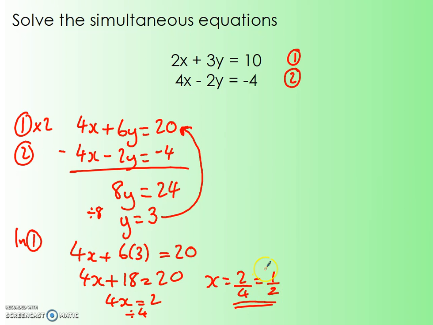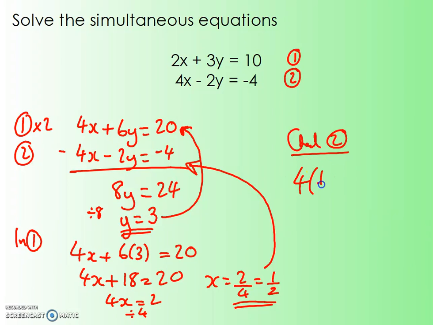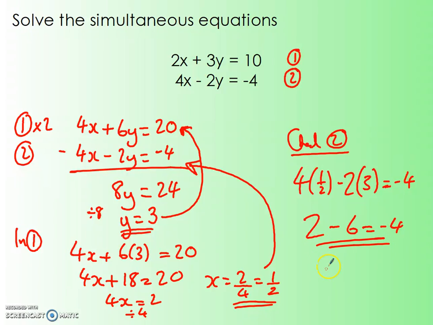So I've now got my values of x and y. I can double check by placing both of these into the second one. So I'm just going to do a check with that. 4 lots of x, so 4 lots of a half, minus 2 lots of 3 is equal to minus 4. So let's see if that works. 4 halves is 2. 2 take away 6 equals minus 4. So I've got my answers.